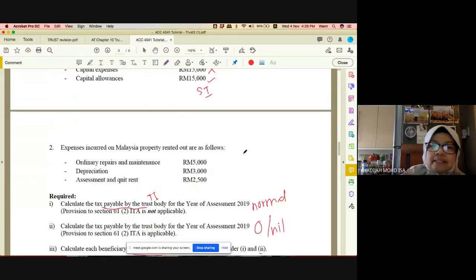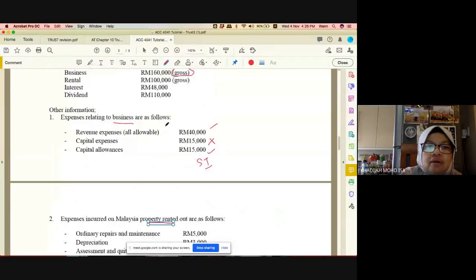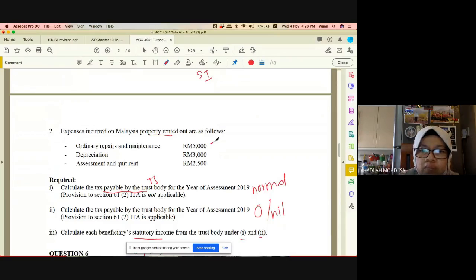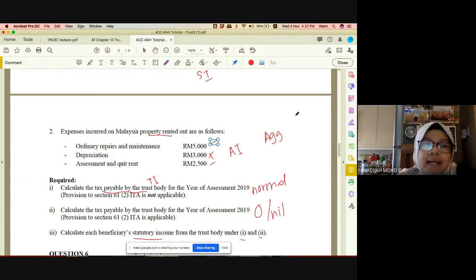Then expenses, and then you have rental income under section 4(d). Your rental income here again is given as gross, so you deduct your allowable expenses. This one is allowable, depreciation is not allowed, then you can also minus your assessment. So from here you get your adjusted income from Malaysia. Then from there what do you compute? Aggregate income. How much is your aggregate income? Oh, there is more income above, sorry.